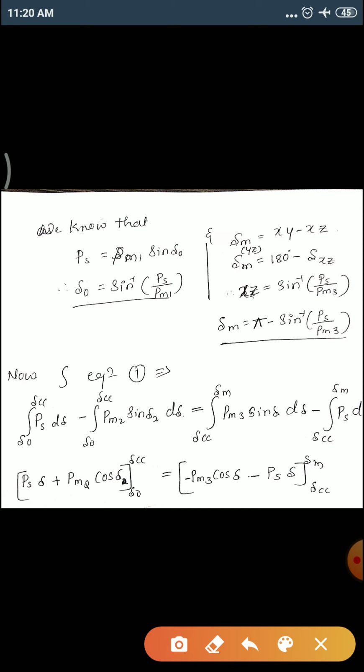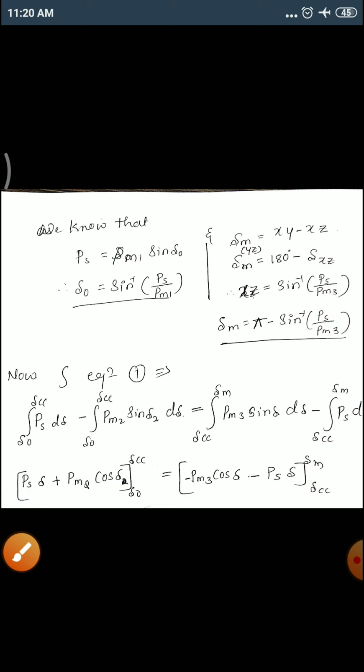So observe, as we know, PS will be equal to PM1 sine delta naught. This is with respect to PM1. So from this you can get delta naught, which is nothing but sine inverse of PS divided by PM1.